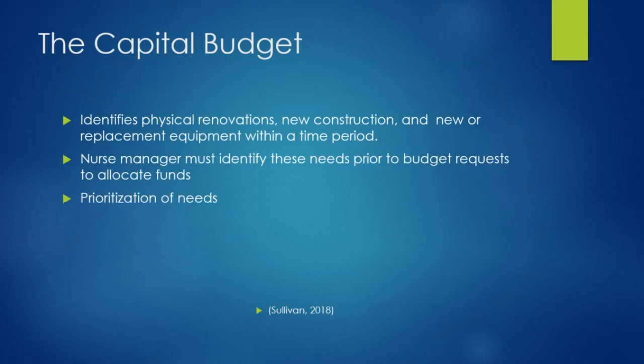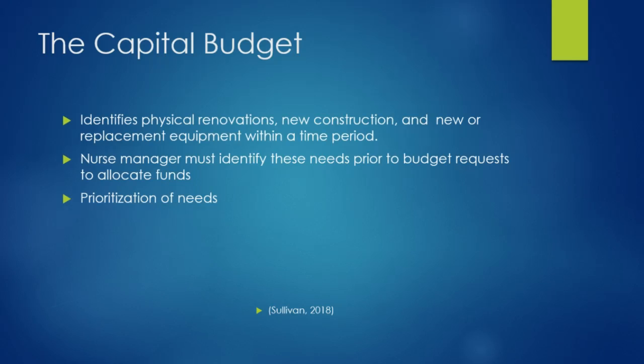The next budget is a capital budget, and this identifies physical renovations, new construction, and new or replacement equipment within a time period. With the capital budget, the nurse manager must identify these needs prior to budget requests and allocate funds to do so. And lastly, the nurse manager must be able to prioritize the needs of the unit.